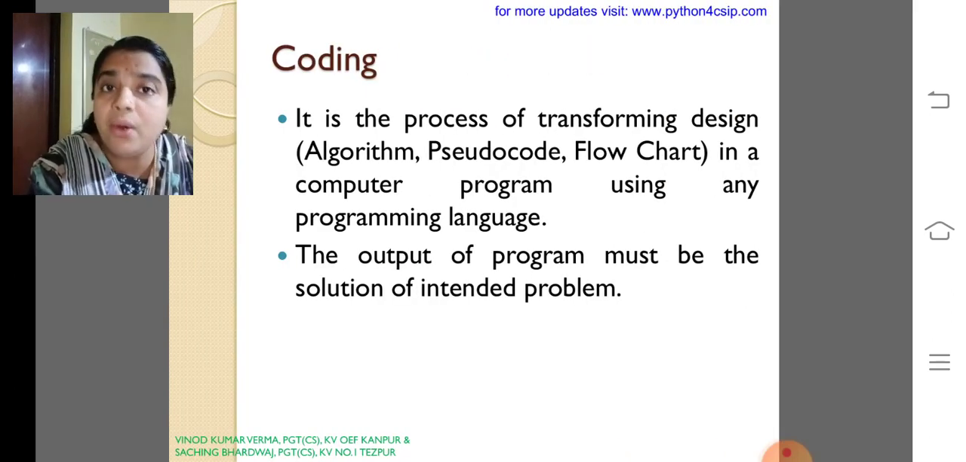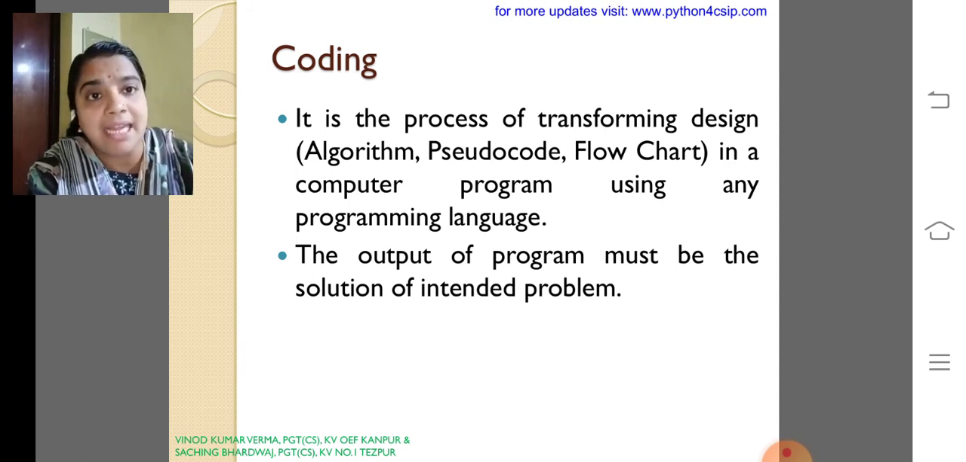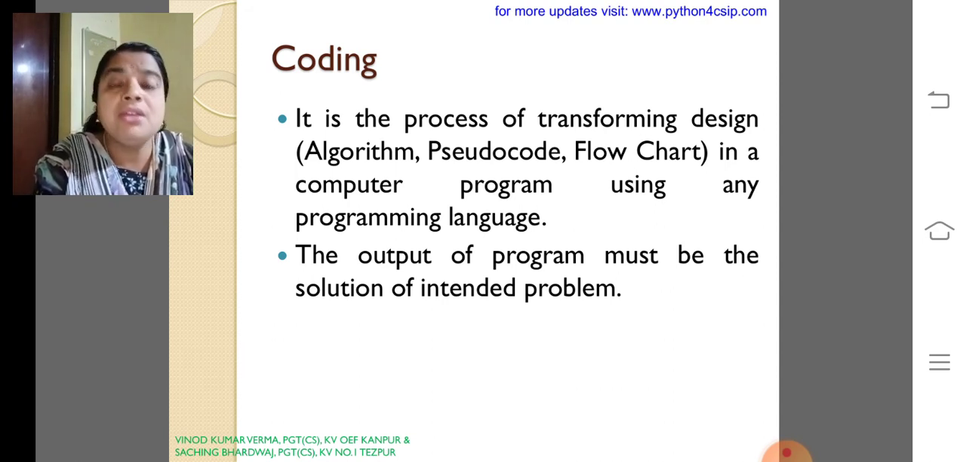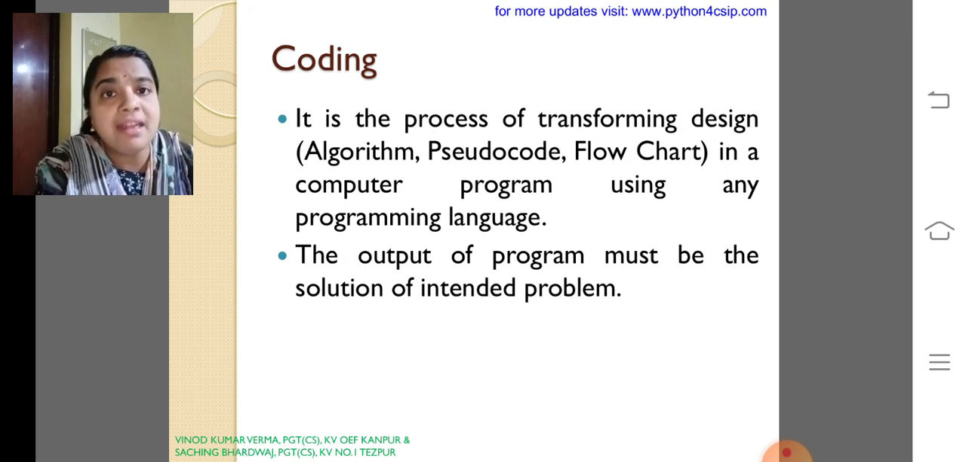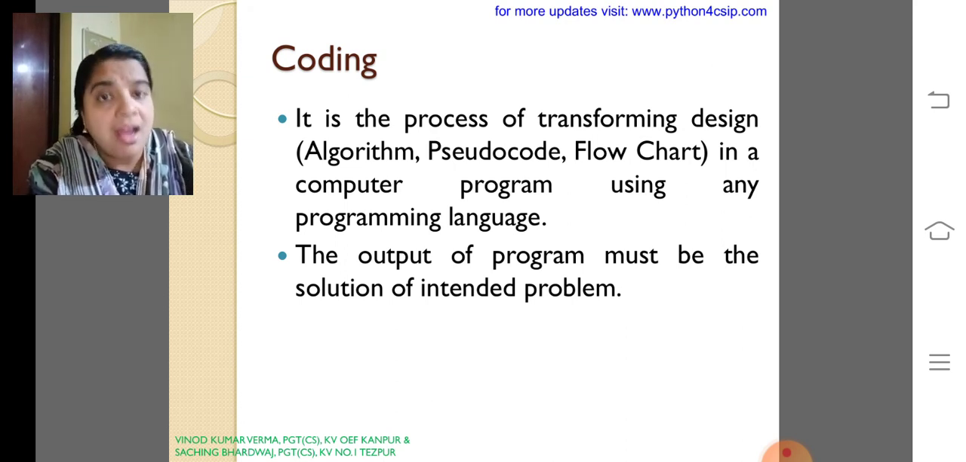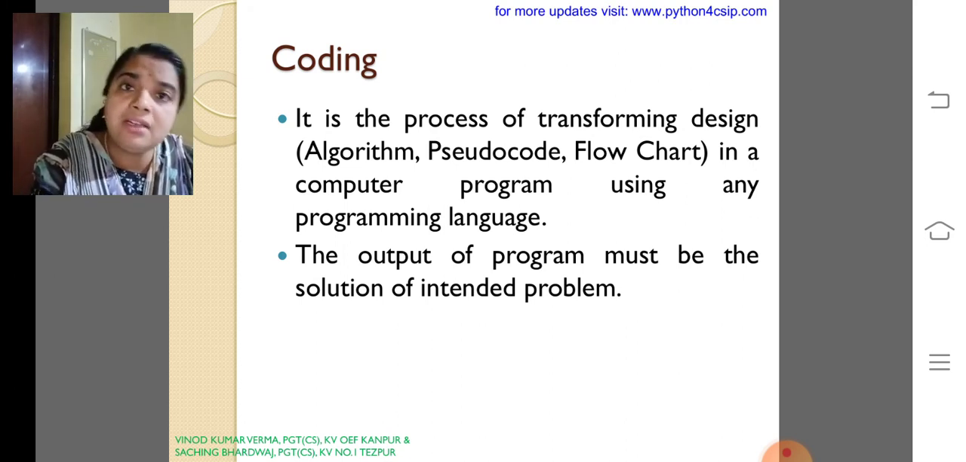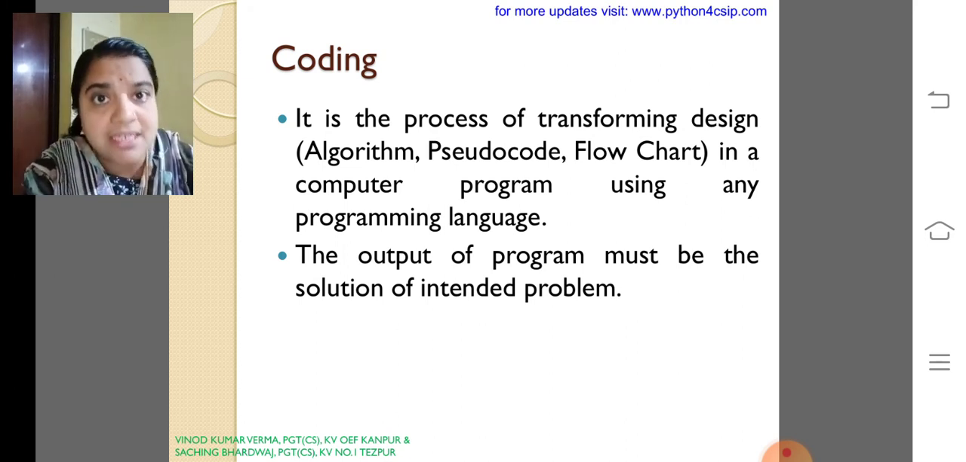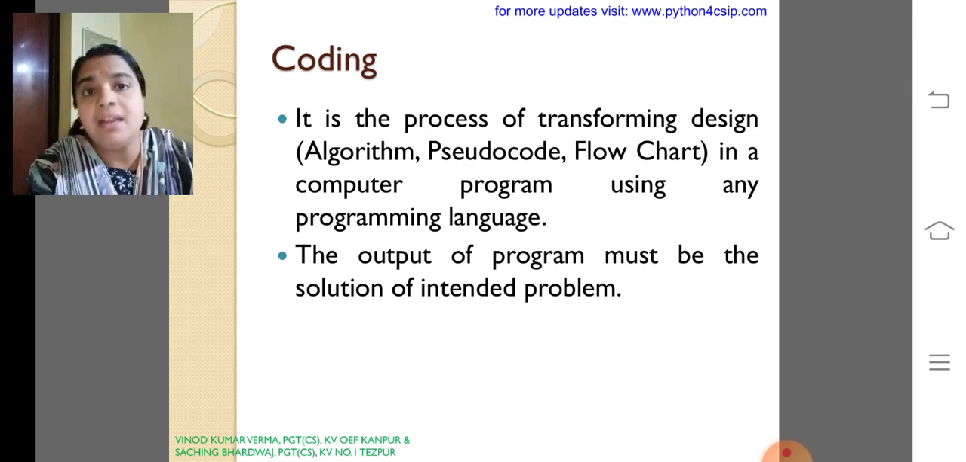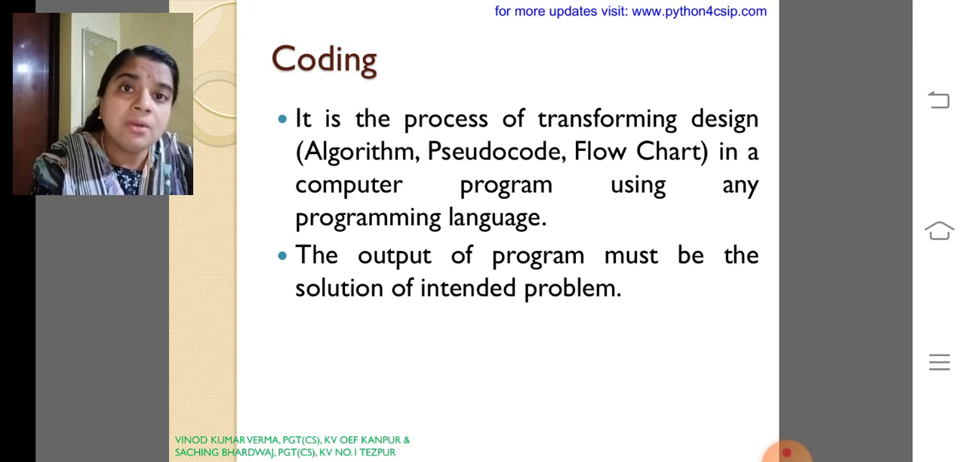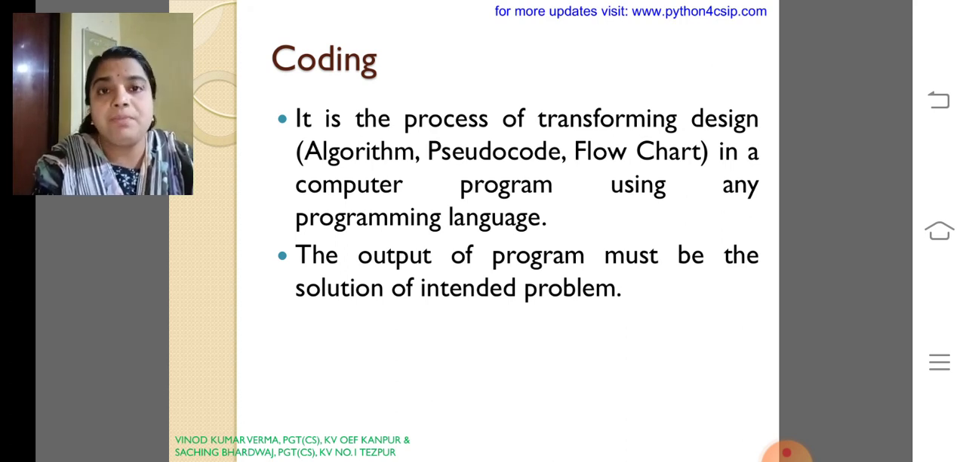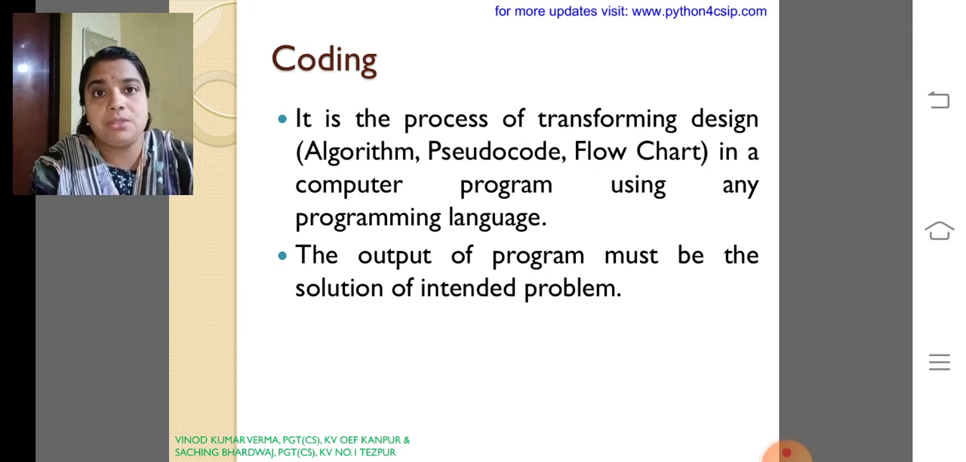The next phase is coding. It is the process of transforming the design into a computer program using any programming language. Here we have to use only Python. The output of the program must be the solution of the intended problem. My dear children, after designing a program solution using algorithm, flowchart or pseudocode, we need to convert that particular implementation through a programming language. Here we have to use only the Python language.